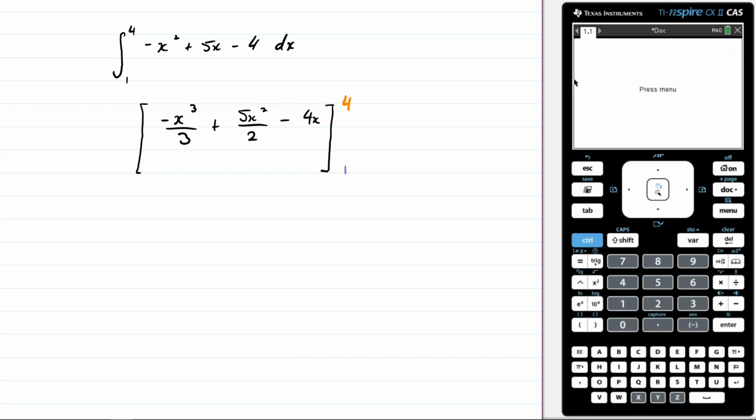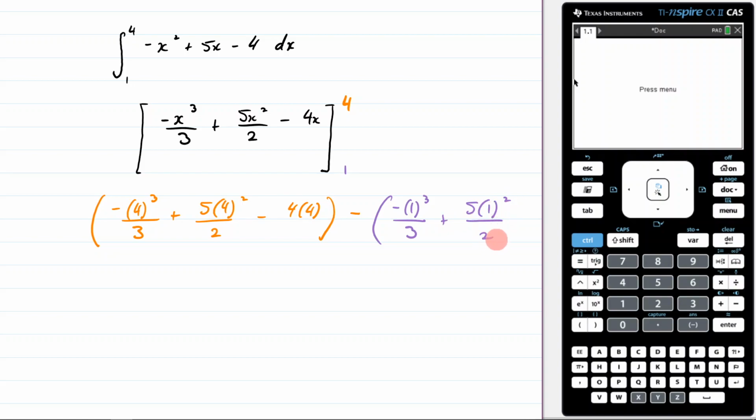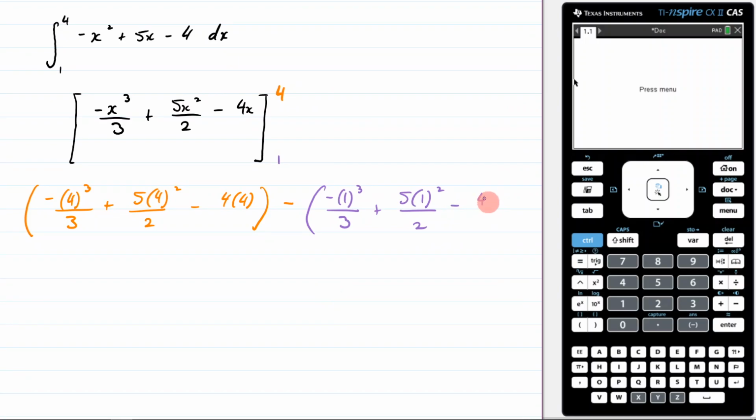So the first thing I do is I sub in my top one. So I'm going to get -4 cubed over 3 plus 5 to the 4 squared on 2 minus 4 to the 4, close, close. And now I'm going to subtract from that what happens when I sub in my 1 value into this. So it's going to be negative 1 cubed over 3 plus 5, 1 squared over 2 minus 4, 1.